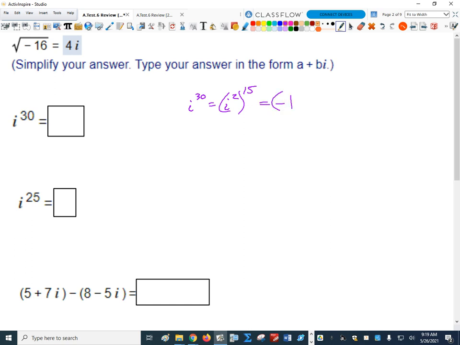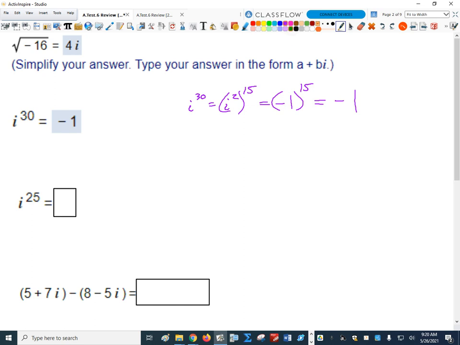Okay, so I'm getting -1 to an odd power. So what's the answer? -1, right? -1 to an even power is 1. -1 to an odd power is -1. Okay, so that's how we deal. Even powers of i are super easy. Odd powers of i are not much harder.